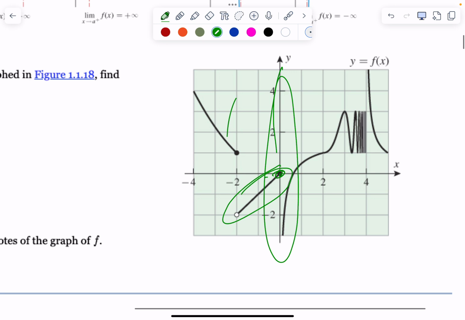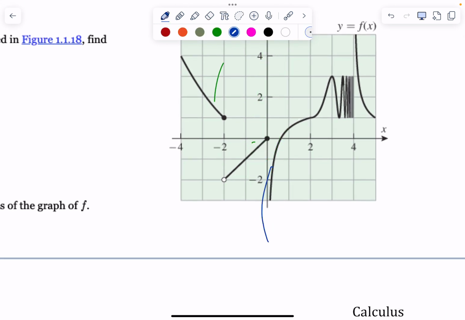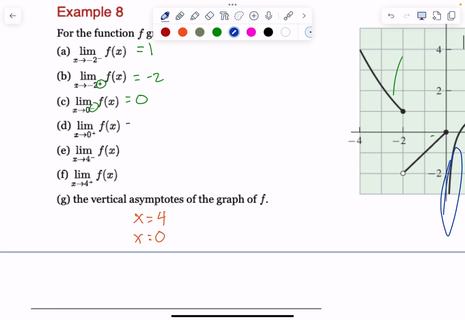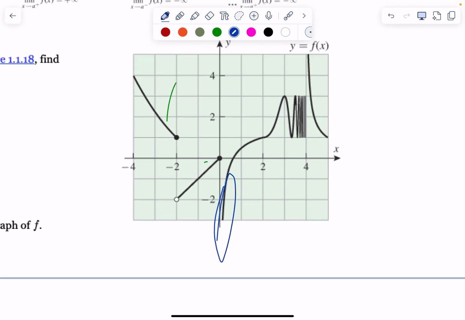0 from the right side. We're looking at this piece, and he's going toward negative infinity. So negative infinity. Okay. 4 from the left. This is a hard one. 4 lives here, and 4 from the left, we're looking at this guy right here. What number is he approaching?